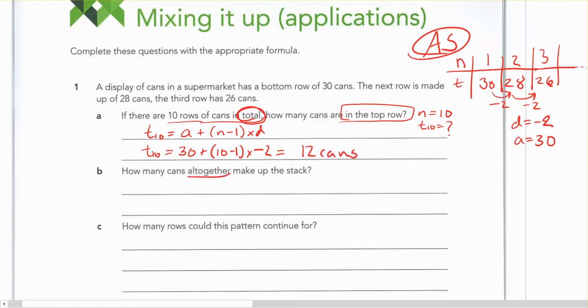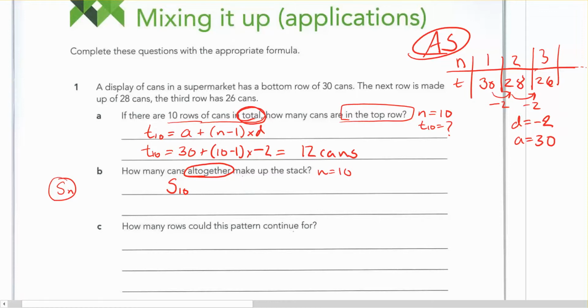How many cans altogether? Okay, so this is going to be your sum. And since I know that there's 10 rows, it's going to be the sum to 10. Again, you'd use your formula, the Sn formula for this one. Knowing that n is equal to 10, you've still got a and d.